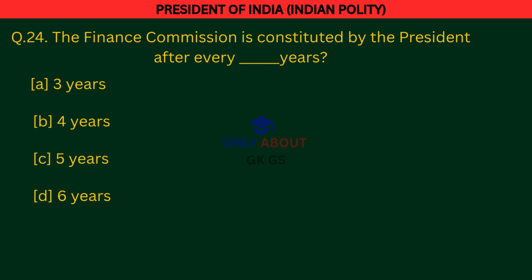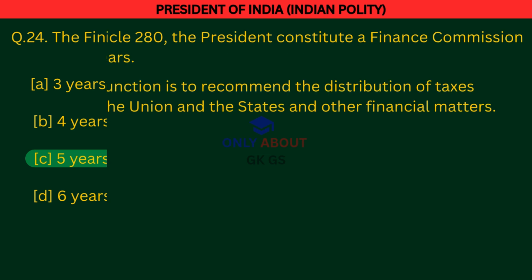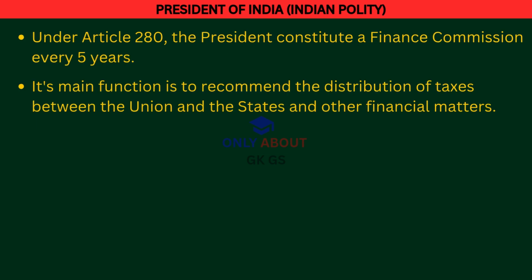Next question. The Finance Commission is constituted by the President after every 10 years. Correct answer: 5 years. Under Article 280, the President constitutes a Finance Commission every 5 years. Its main function is to recommend the distribution of taxes between the Union and the states and other financial matters.